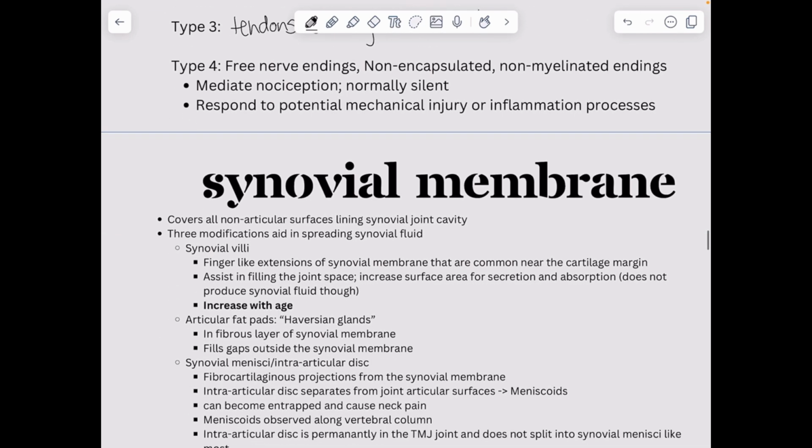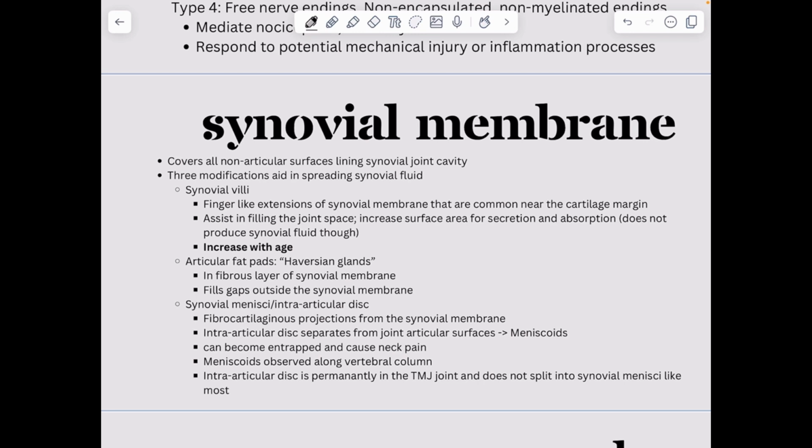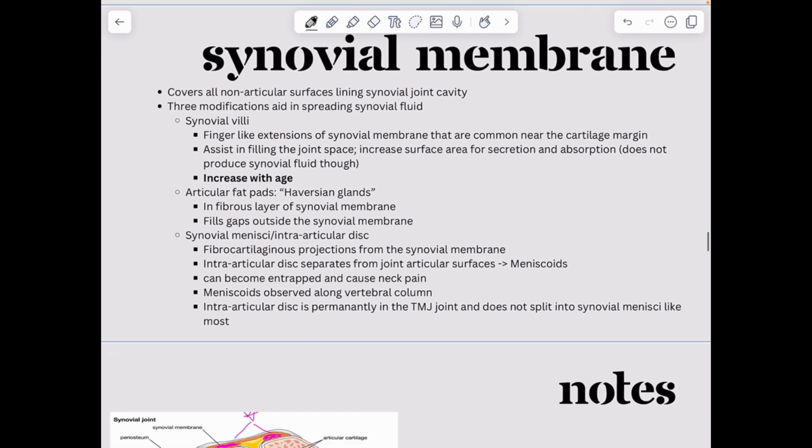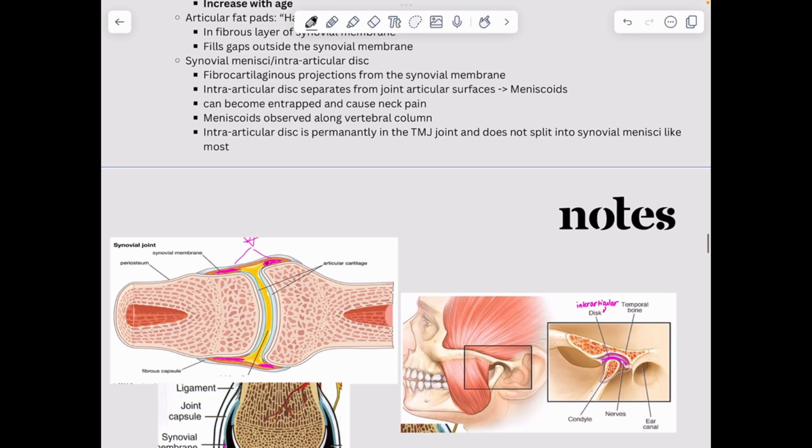Okay, so now we're going into the synovial membrane. The synovial membrane covers all non-articular surfaces lining the synovial cavity. There are 3 modifications: synovial villi, articular fat pads, and synovial menisci. This is all just to expand our surface area to spread synovial fluid. Synovial villi are extensions at the ends, just filling the joint space. See these guys right here, they're like little fingers sticking out.